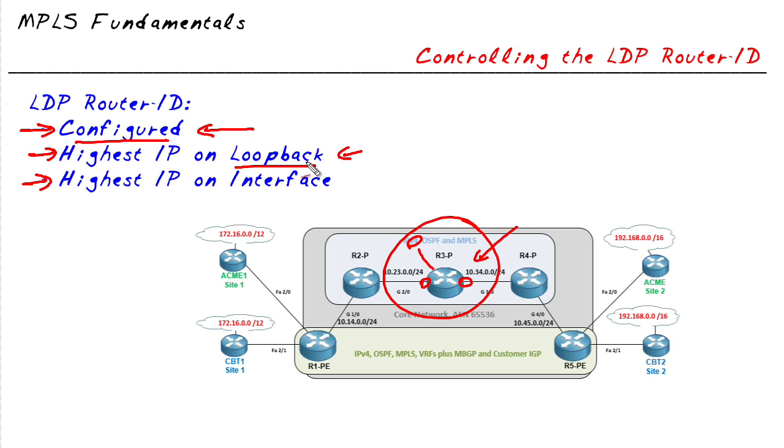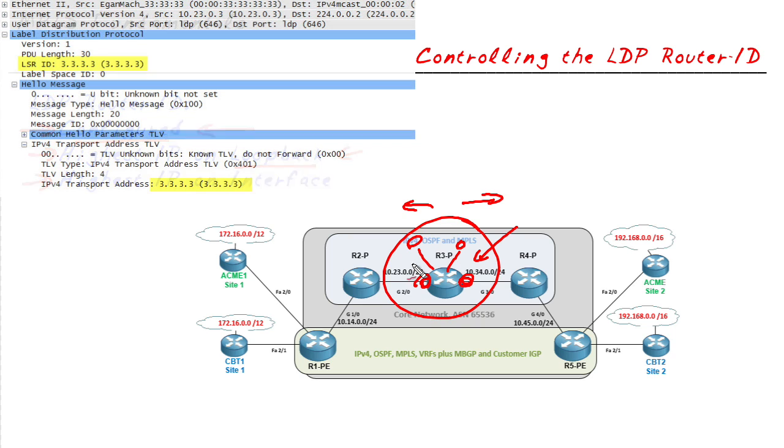Now we might say, well, so what? What do we care if it chooses this interface or some loopback as a router ID? And the answer is, in the hello messages that R3 is going to send out to R2 and R4, it's going to use the router ID, that IP address, as the transport address. And if it's not reachable, that means that R2 or R4, if they can't reach that transport address, which by default is going to match the router ID, they won't be able to become LDP neighbors with R3.